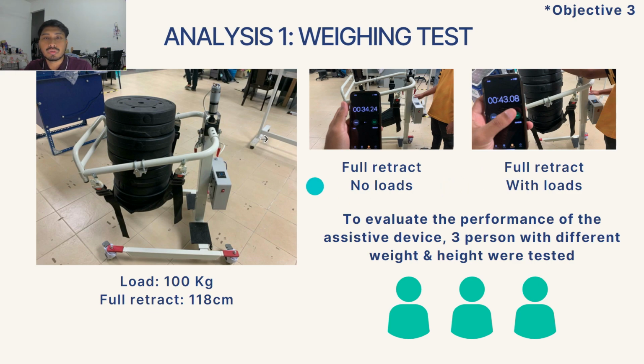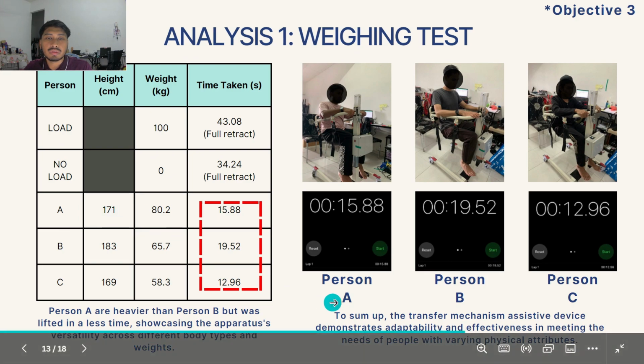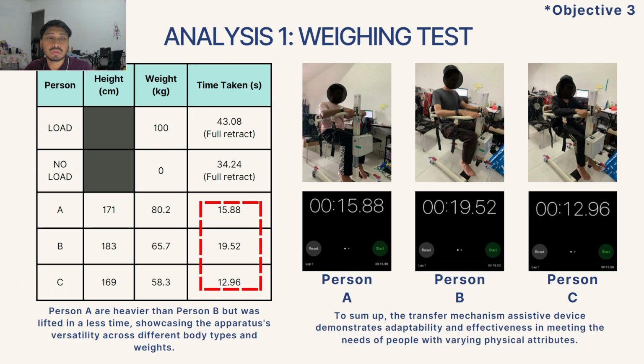After that, we use this result as our reference to test on 3 persons of different weight and height classes. We call them person A, person B, and person C. For the first person, person A, his height is 171 cm and he weighs 80.2 kg, and the time taken for the person to be fully lifted is 15.88 seconds.